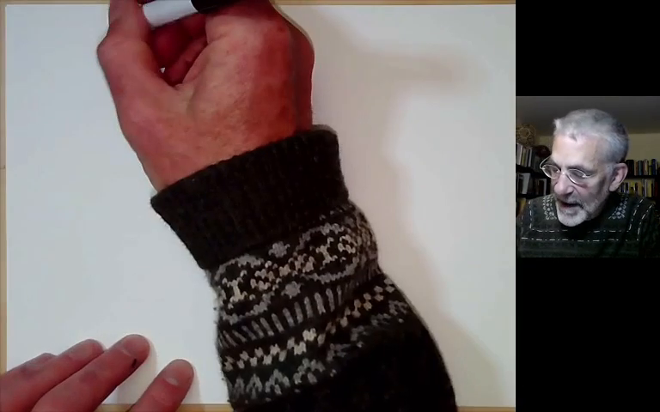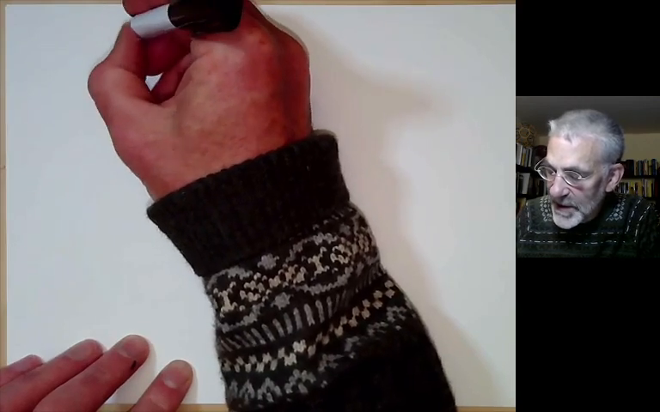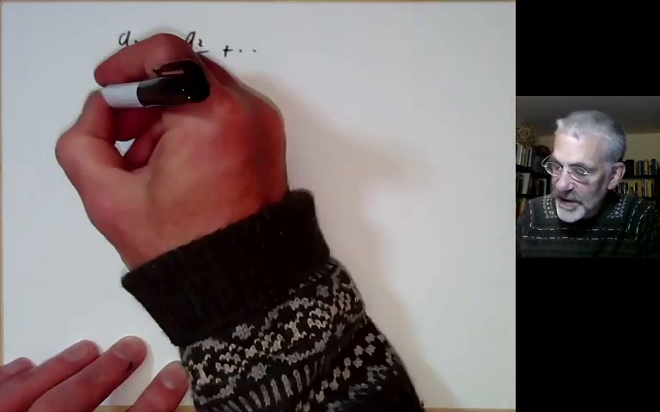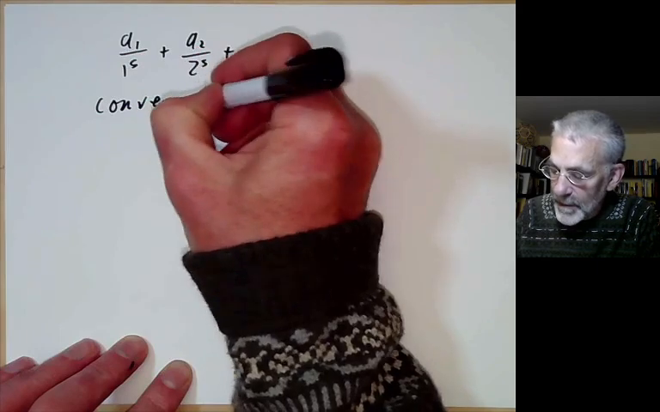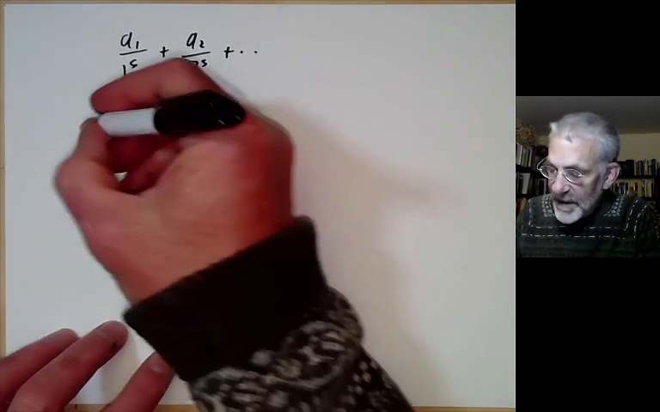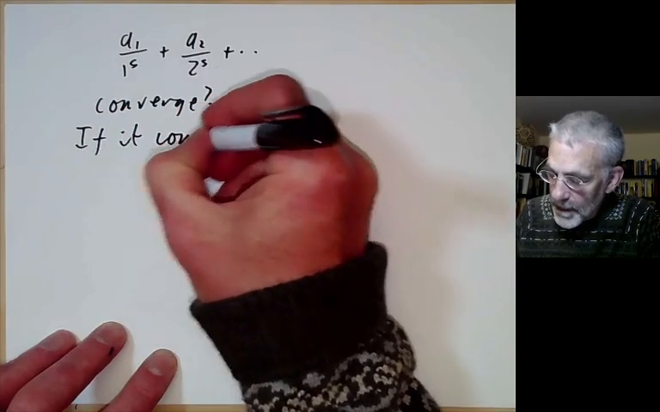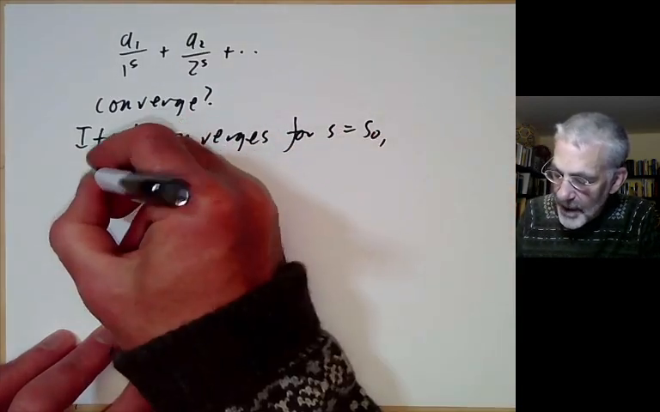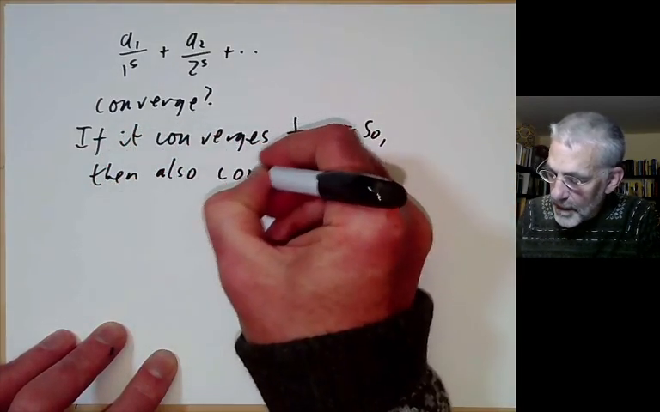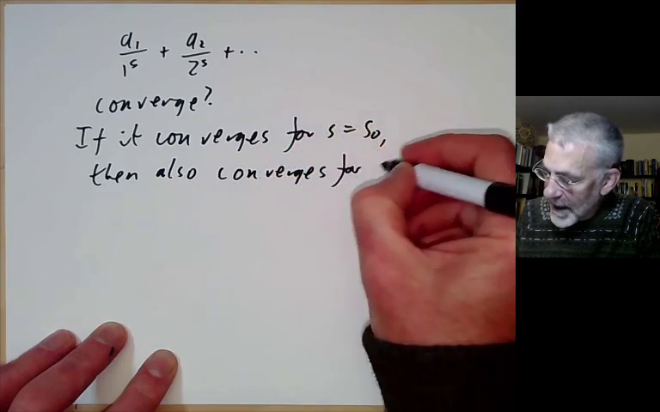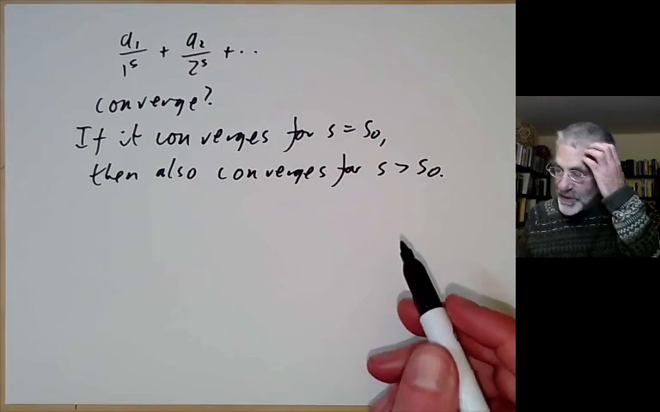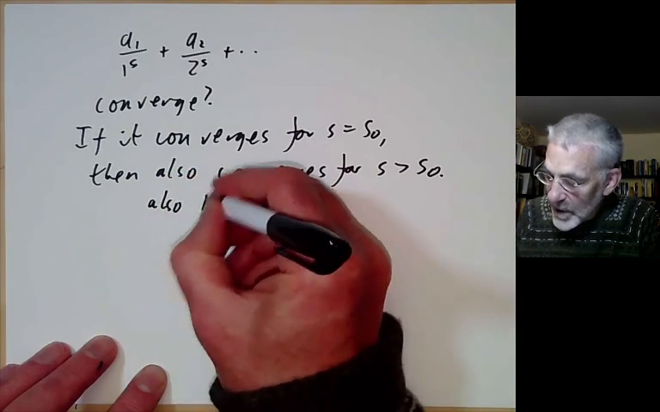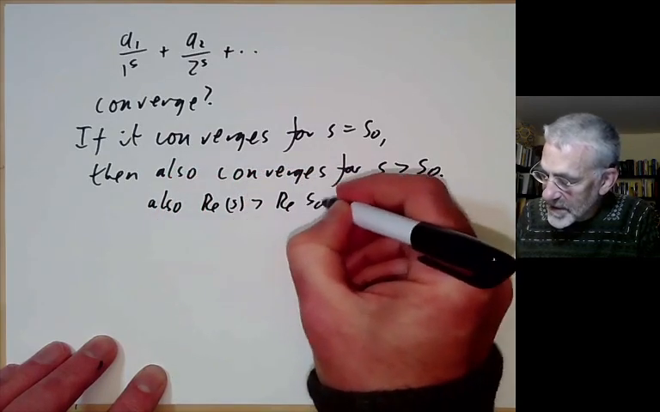I'll just recall some facts about Dirichlet series. If we've got a Dirichlet series a1 over 1 to the s plus a2 over 2 to the s and so on, then we can ask, where does it converge? Well, if it converges for s equals s0, some real number, then it also converges for s greater than s0. And more generally, it converges whenever the real part of s is greater than the real part of s0.